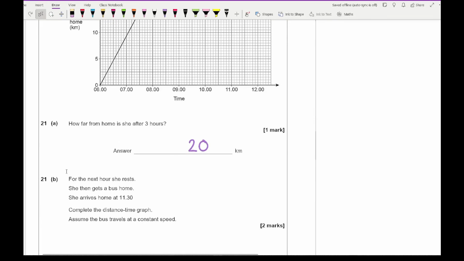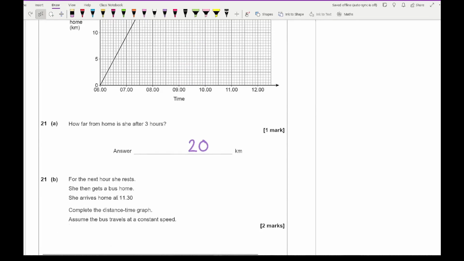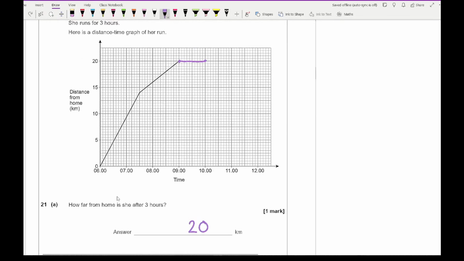It then says for the next hour she rests. She then gets a bus home. She arrives home at 11:30. Complete the distance time graph. Assume that the bus travels at a constant speed. Well, if she rests for an hour, that means she's going to be stationary. Again, you want to make sure you're using a ruler. And then she arrives home from the bus at 11:30. So home is the bottom, that's where she gets home. So all that's left for me to do is, with a straight edge, draw a line from that peak to 11:30. And again, you want to make sure that you're using a ruler so your lines are nice and straight.